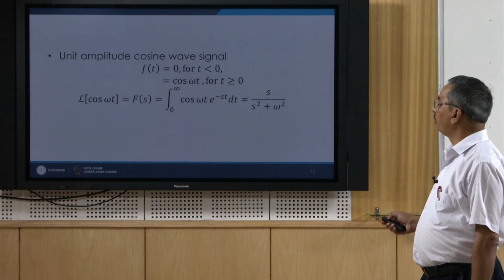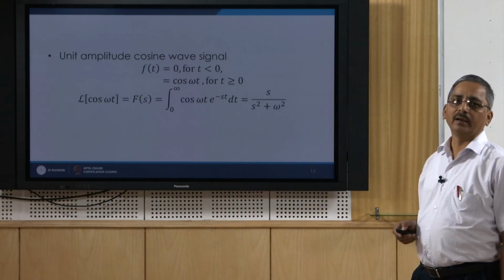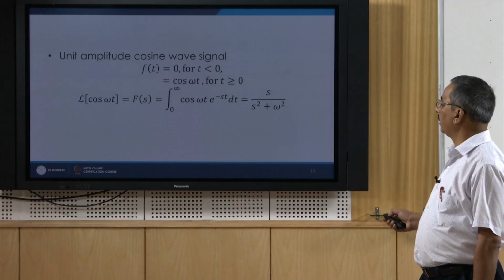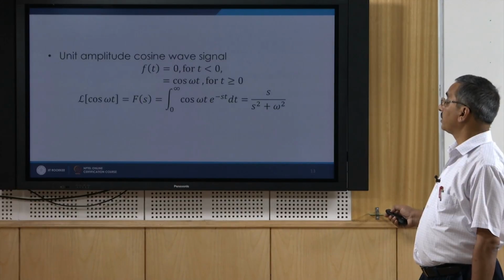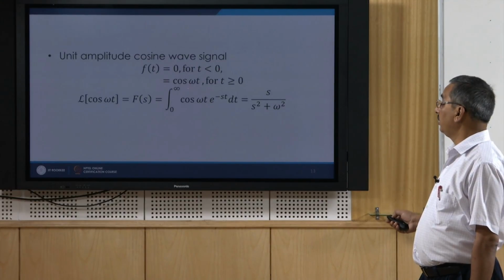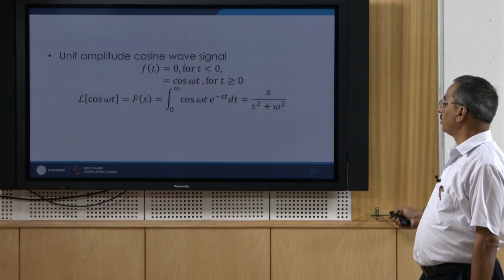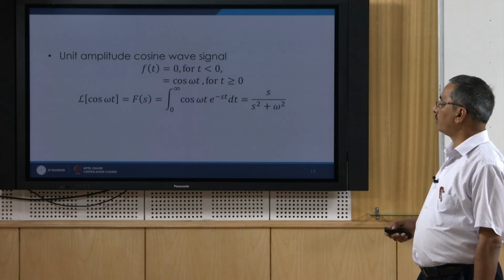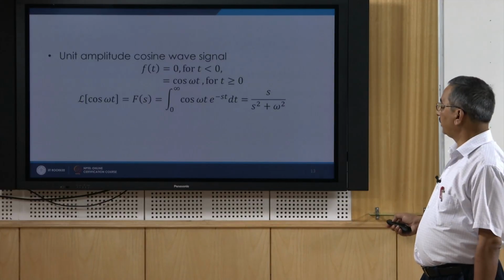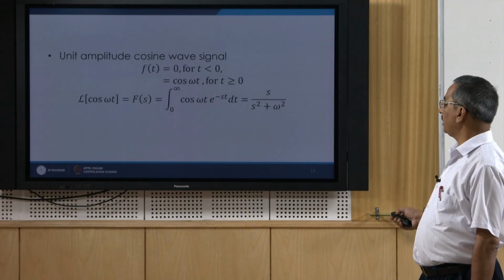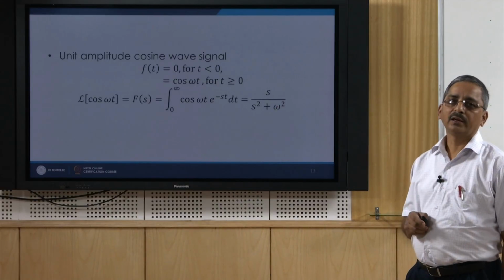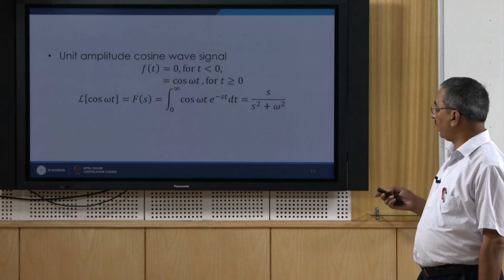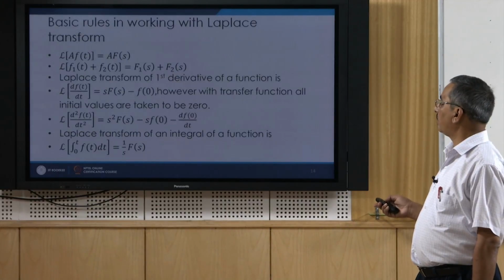Likewise, we can find the Laplace transform of a unit amplitude cosine wave signal. I define the cosine wave signal f(t) equal to 0 for t less than 0, and for t greater than or equal to 0 it is cos omega t. The Laplace transform is F(s) equal to the integral from 0 to infinity of cos omega t e to the power minus st dt, which is s by s square plus omega square. So, this is how we can evaluate the Laplace transform.